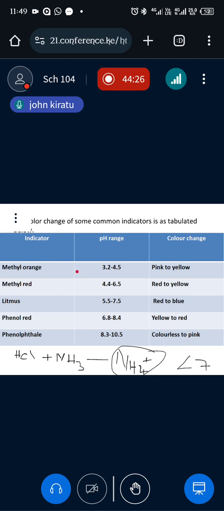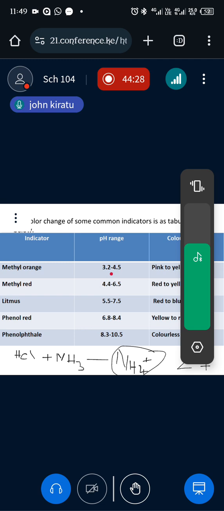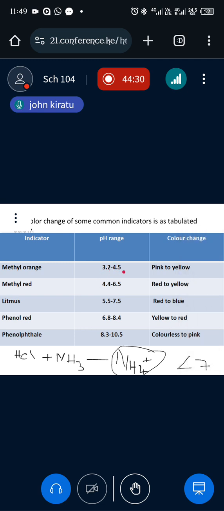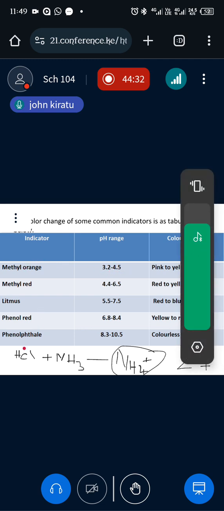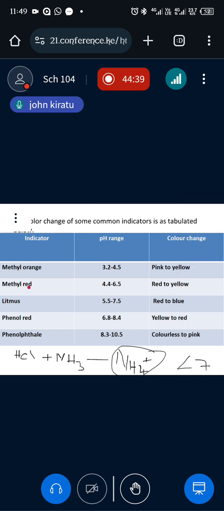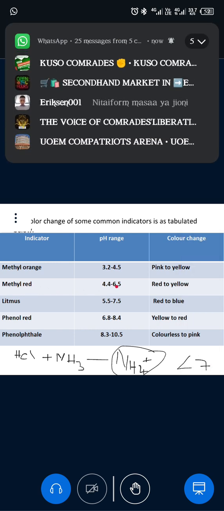Therefore, when it comes to indicators, methyl orange can be used for this reaction. This again also is below 7. Also, methyl red can be used.